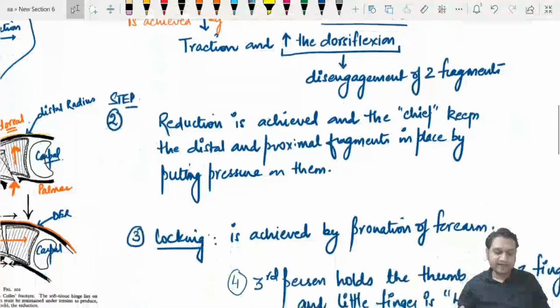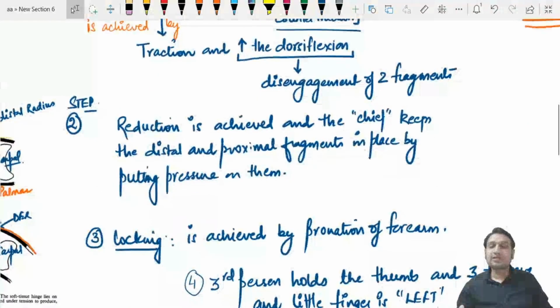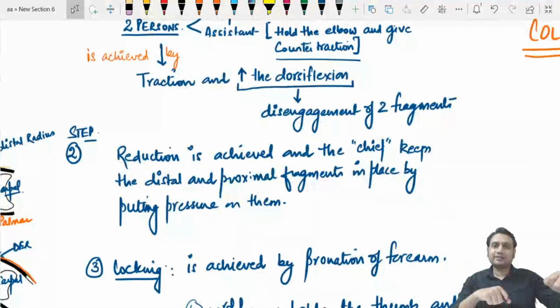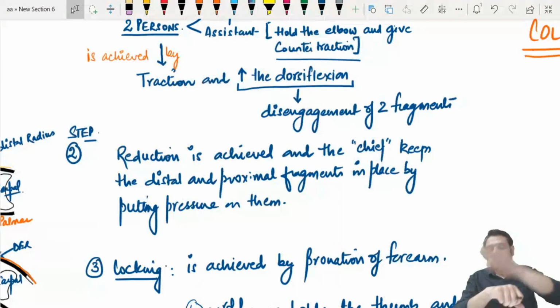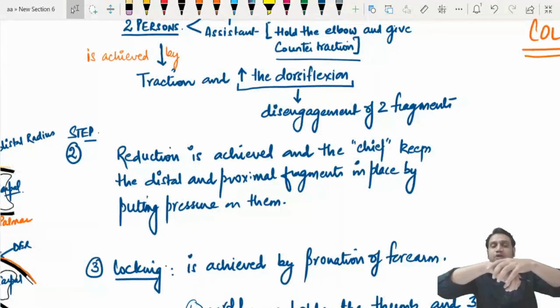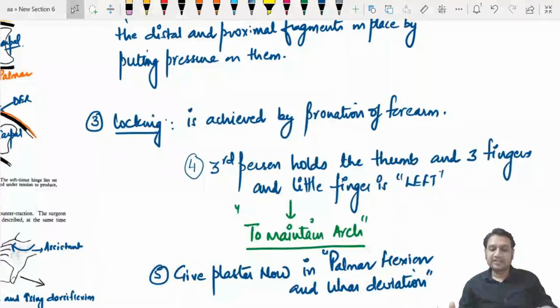Okay. Second is reduction. How to achieve that? Just to disimpact, increase the dorsiflexion, and then once you release, it will come into position and you pressurize them. And to block them, third step is locking. It is achieved by pronation of the forearm. So that is how you achieve the locking of the fracture. The 2 fragments are staying together, right?